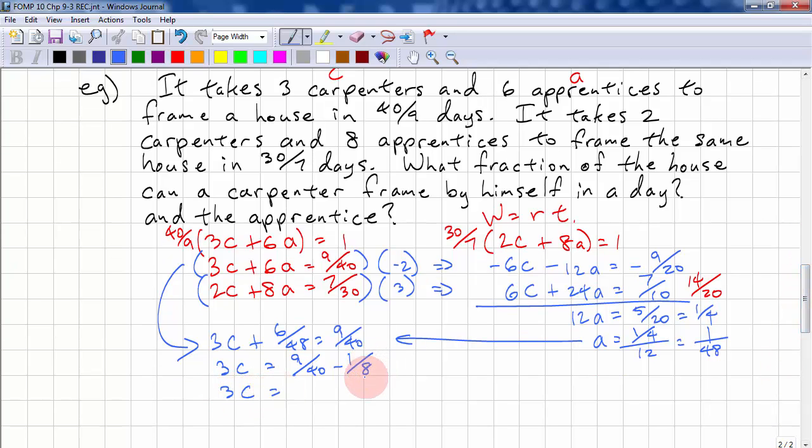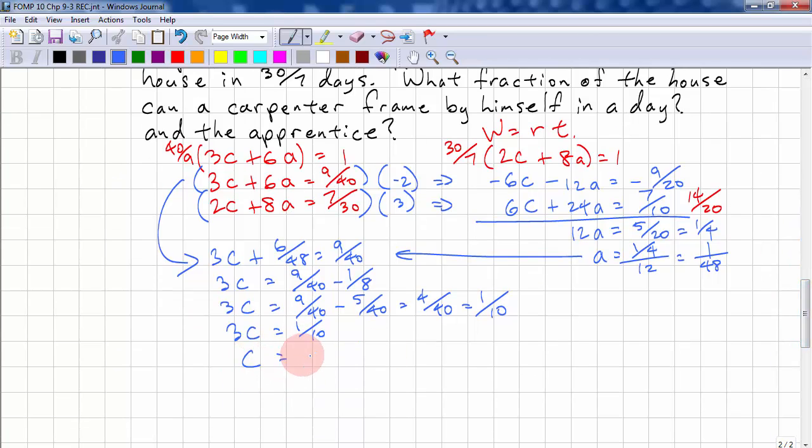3c equals, again, we need a common denominator. That's going to be the 40. So we need to multiply this by 5 over 5. And we get 4 over 40. And that simplifies to 1 over 10. So 3c equals 1 over 10. And we're going to divide that by 3. And again, fraction over a number. We can combine the denominators. This is 1 over 30.